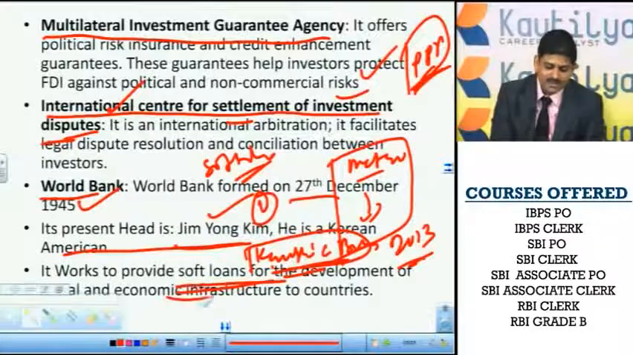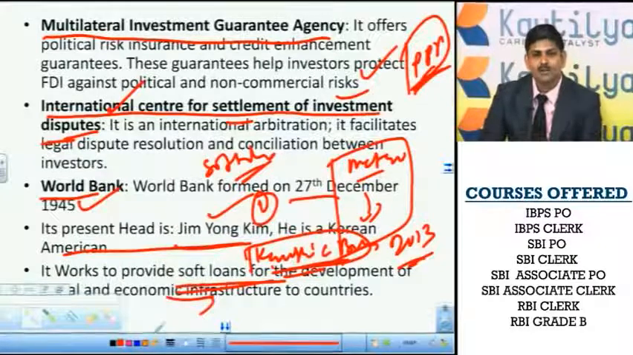Apart from this organization, a lot of organizations are involved in promoting the interests of various nations. We will see all those organizations in the coming classes.